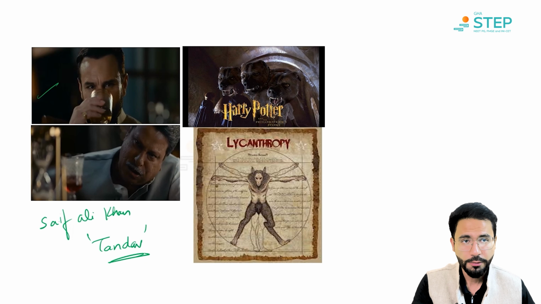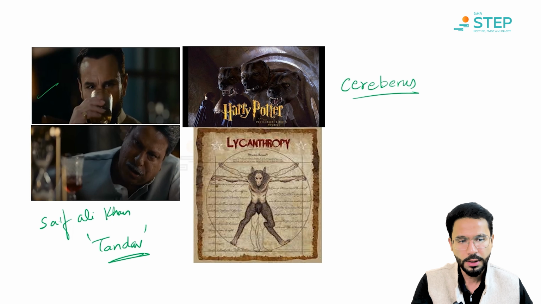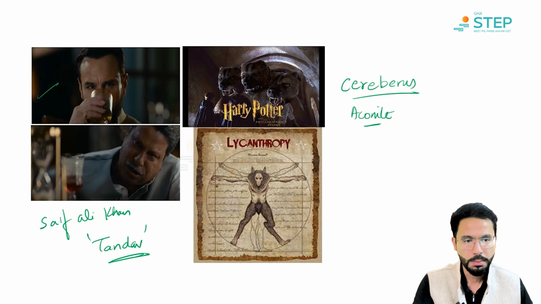And another pop culture reference is Harry Potter, where this dog, if you remember, was in part 1, Harry Potter and the Philosopher's Stone. He is called Cerberus. So this three-headed dog was protecting a plant known as aconite. Okay, so remember, just an easy way to remember aconite.